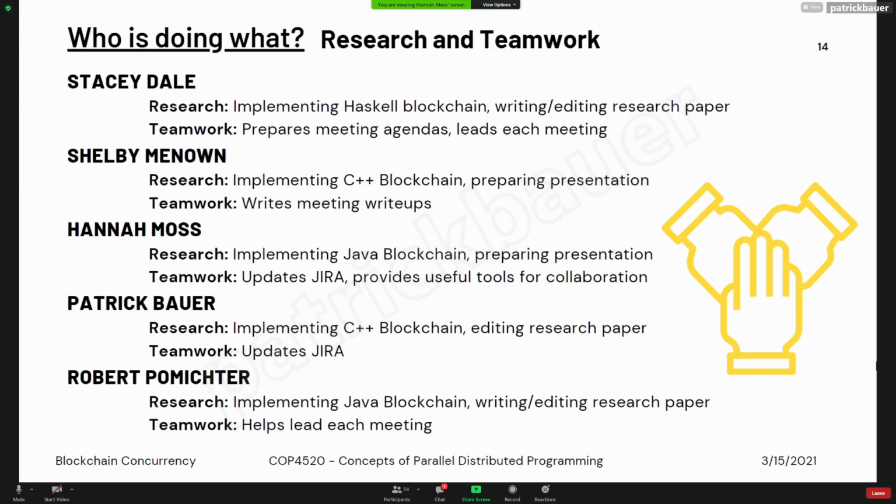And Robert again. My research was assisting Hannah with the implementation of the Java blockchain, as well as assisting Stacy with writing and editing the research paper. And for teamwork, I generally help to lead each meeting, which is a really polite way for everyone to say I just talk a lot during those meetings. So moving on to the next slide, we'll pass everything over to Stacy.